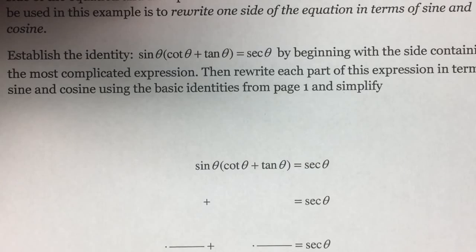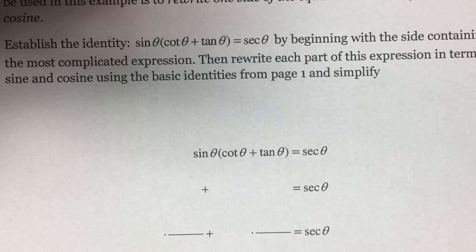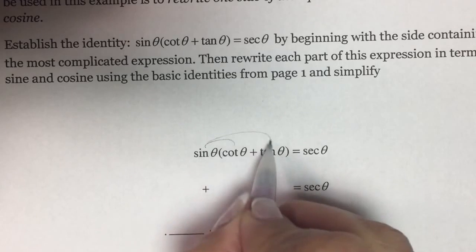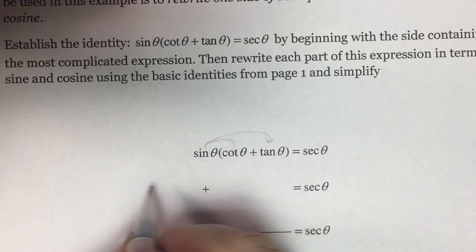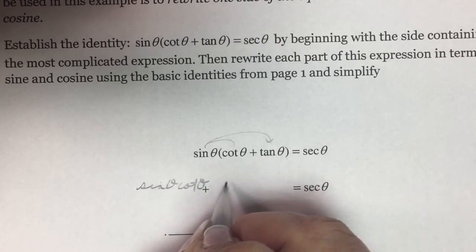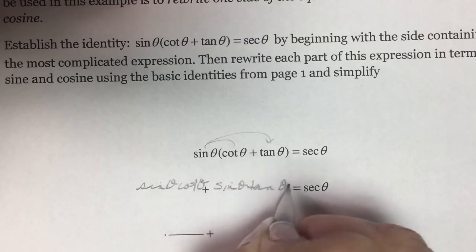The first thing that we're going to do, and notice the right-hand side is all secant theta because we're not changing that. We're only working on the left-hand side. So the first thing we're going to do is distribute this through. That's going to give me sine theta cotangent theta plus sine theta tangent theta.